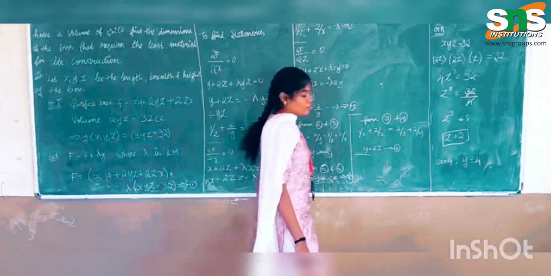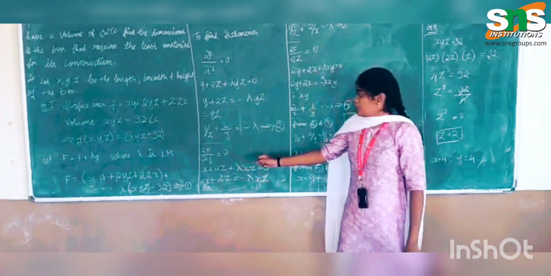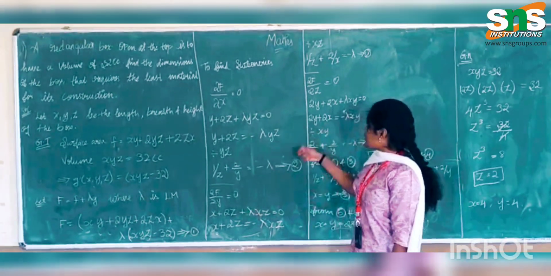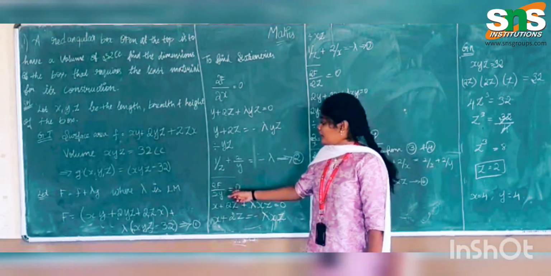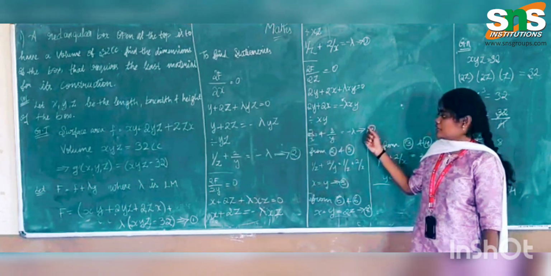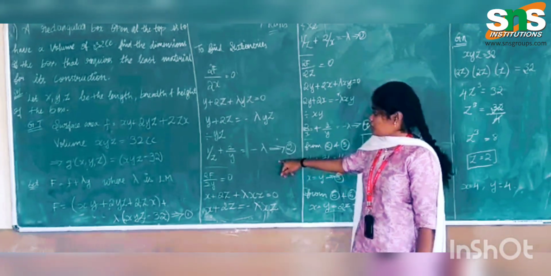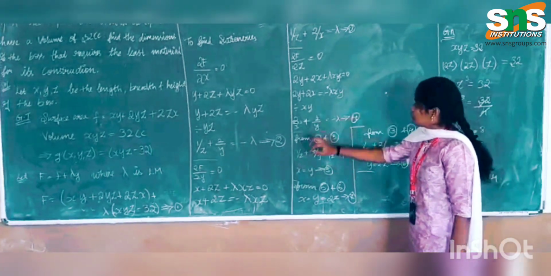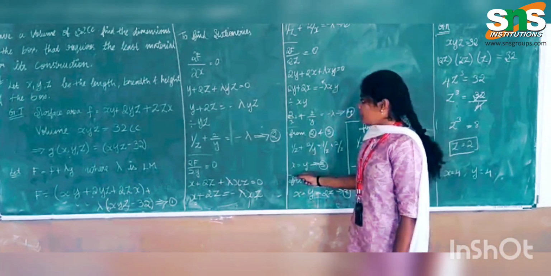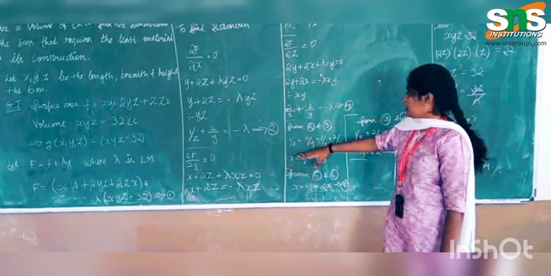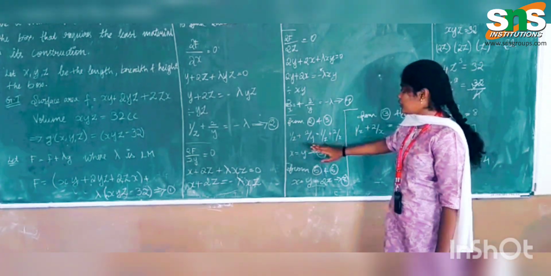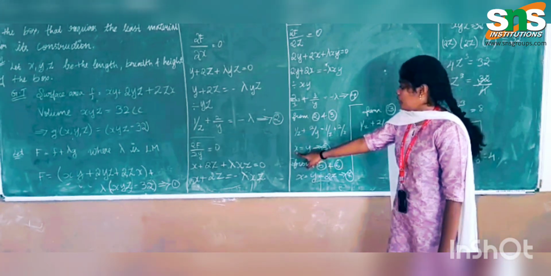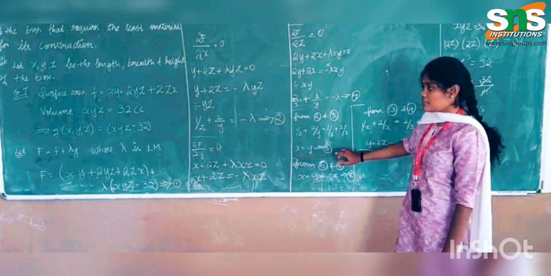Similarly, we are doing the same for dou f by dou y and dou f by dou z. So we have these equations, right? Now we are combining equation numbers 2 and 3 to identify the x and y values. Lambda will get cancelled and the 1 by z is also cancelled. So we get x is equal to y. This is considered as the fifth equation.